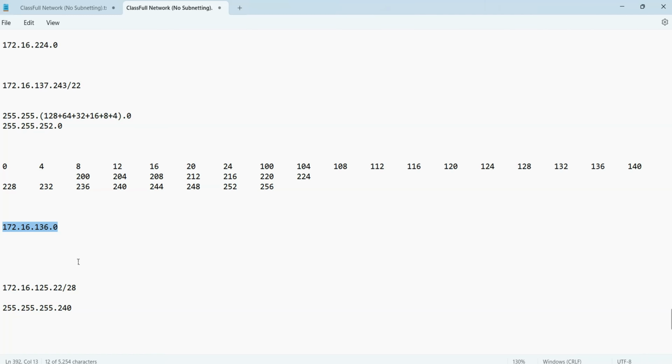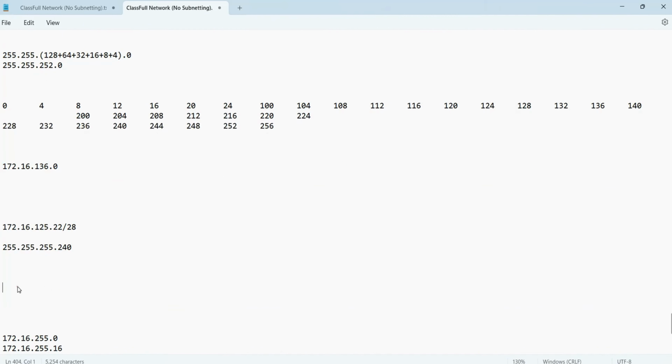Let's say, for example, I have another number over here: 172.16.148.56, and let's say this is a slash 21. What is the mask? 255.255, that's 16 bits. I need five more bits: 248.0. So my wild number is the third octet. How did I get 248? 128 plus 64 plus 32 plus 16 plus 8. So the jump start is 8.